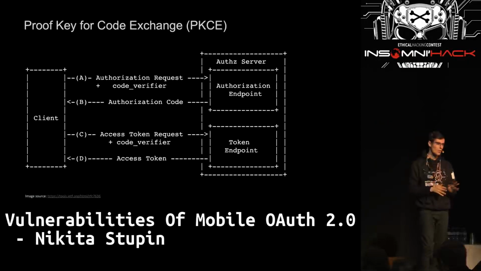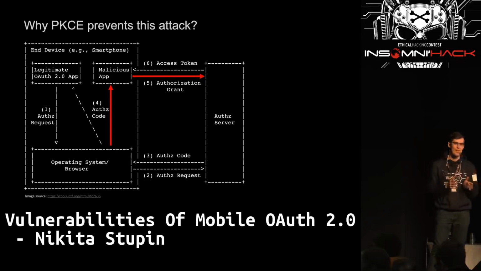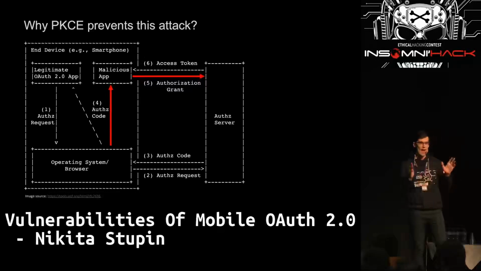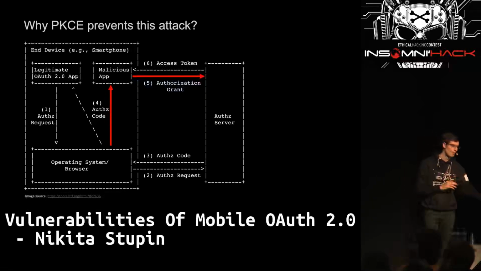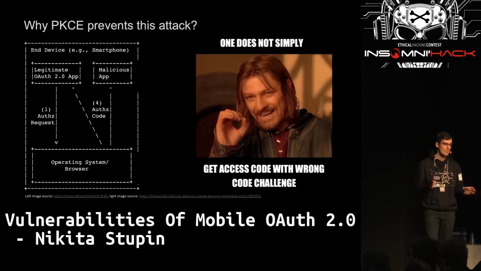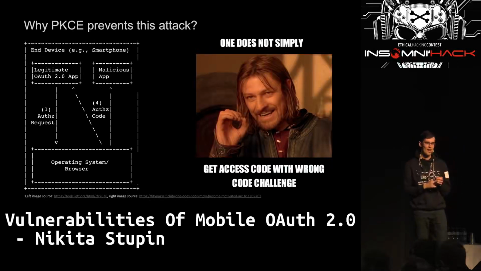And now let's try to understand why this prevents an attack. Let's consider the situation when a malicious app actually captures the authorization code, and now it tries to exchange it for an access token. It goes to the server, but one does not simply get an access token without the code verifier. And we're safe now, yeah?